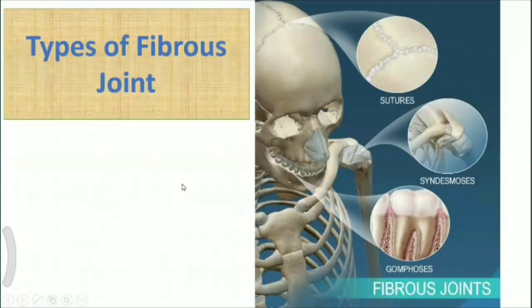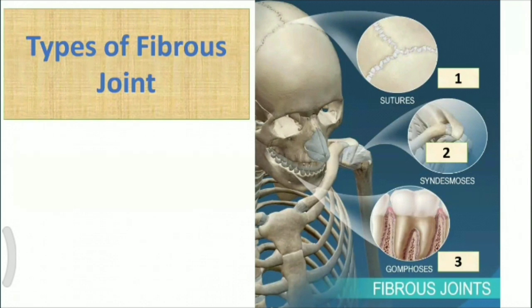So what are the types of fibrous joint? I think you know: suture, syndesmosis, and gomphosis. Remember this. Types of fibrous joint: sutures, syndesmosis, and gomphosis. Look at sutural ligaments. Must know sutural ligaments.